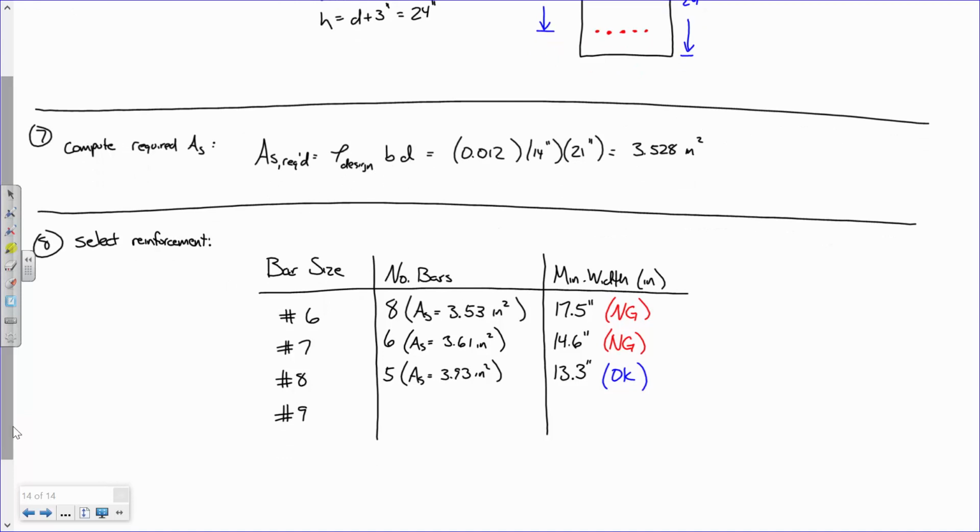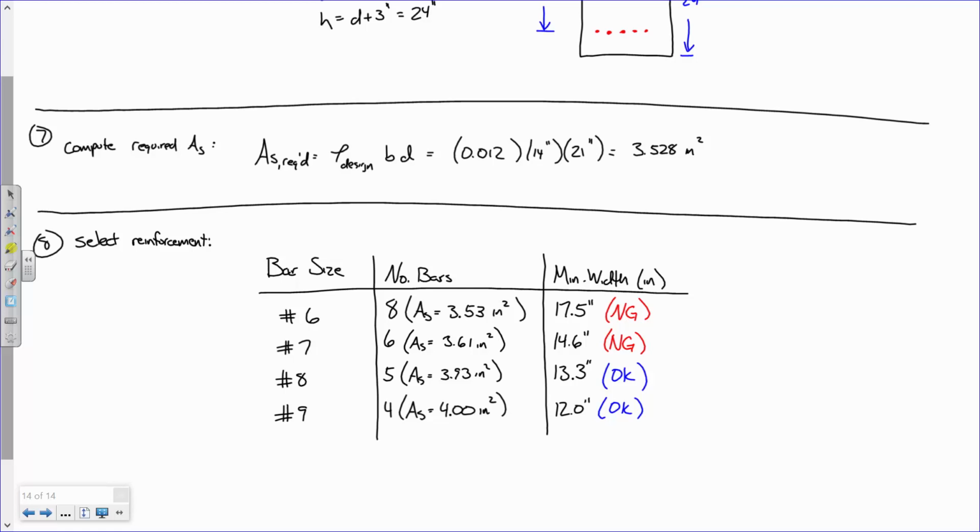How many number 9s would you pick? 4. And why'd you pick that? 4.00 square inches. Is this a viable option? Why? And what is that? Somebody else. There we go. 12.0 inches. So this is okay. Now, let me ask you this. If these are our only 2 options, which would you go with? Number 9s?